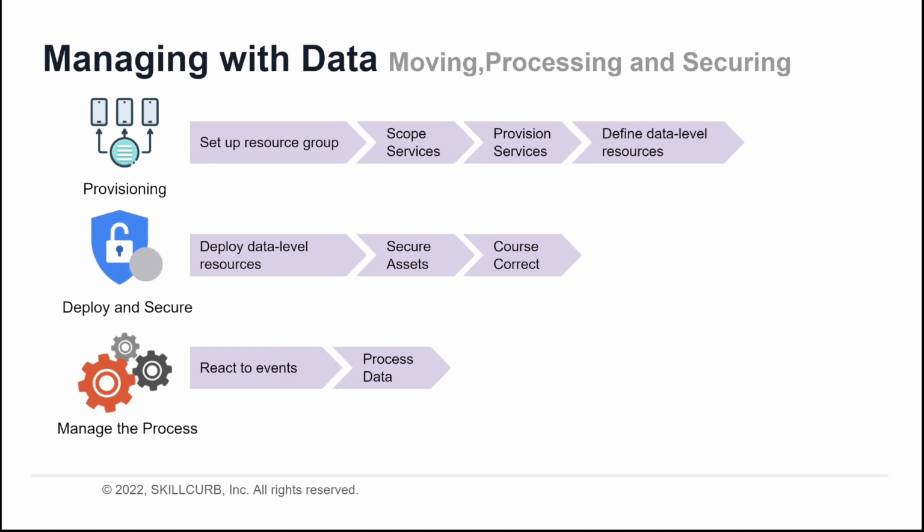We first provision, then we deploy and secure, and finally, on an ongoing basis, we manage the process. In our provisioning step, we set up a resource group. The resource group is a container for the services or resources that we're about to set up. We scope those out, we provision the services, and then we define our data level resources, or plan what we're going to put on those services.